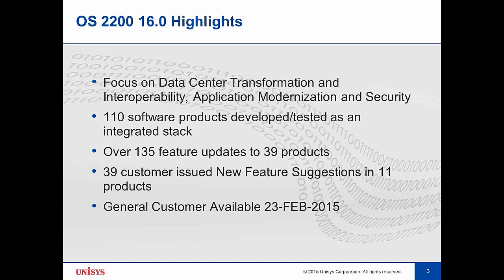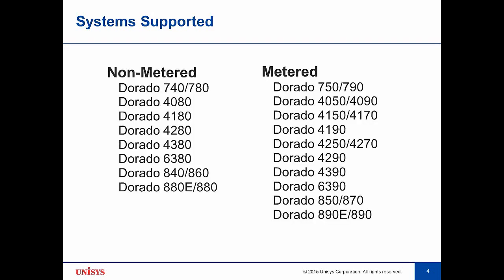This release was made available for order on February 23rd and includes quite a few highlights. First, we have 110 software products that were developed and tested as an integrated stack, with 39 of these products having over 135 feature updates. One of my favorite parts of this release is that over 39 of the features we've updated were a direct result of customer requests, so Unisys definitely listens to its customers. This release is supported on the listed Dorado series platforms, and as I mentioned, was available for order on February 23rd.